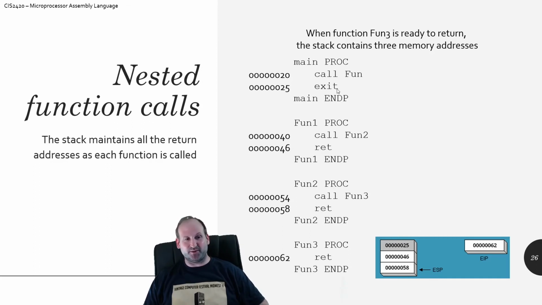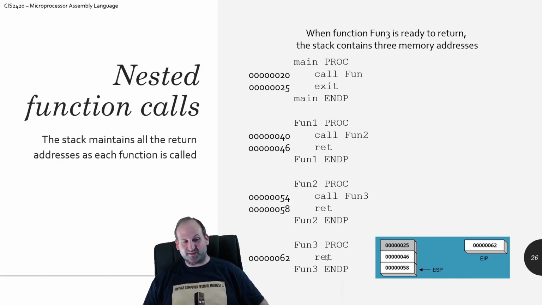So as we're saying here, in main, I call fun, the 25 gets thrown onto the stack, and the instruction pointer goes to 40, which was where fun is. And when I say, let's call fun 2, well, 46 gets thrown on the stack because that's where I'm going to return to when I get done with this. And then I move the instruction pointer to 54. And then again, I call fun 3. Let's push 58 onto the stack, and then move the instruction pointer to 62. So that's where we're at right now, the whole stack operation.